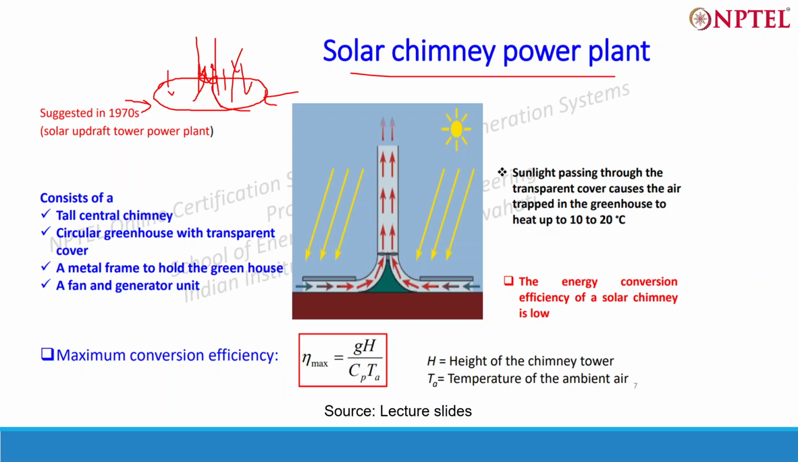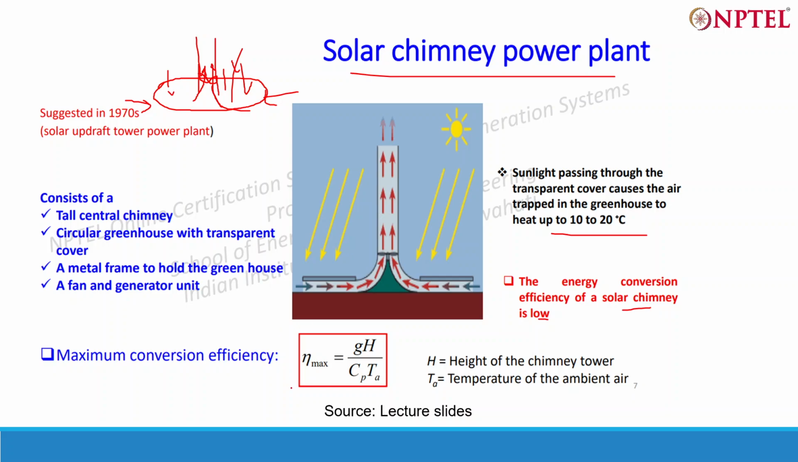This was basically suggested in the 1970s, and it is not a conceptual thing, it has already been implemented somewhere. I think in Spain they have implemented it. Sunlight passing through the transparent cover causes the air trapped in the greenhouse to heat up by 10 to 20 degrees Celsius. The energy conversion efficiency of a solar chimney is low, and by low I mean very low. It is around 1 or 2%, or maybe even lower than that.